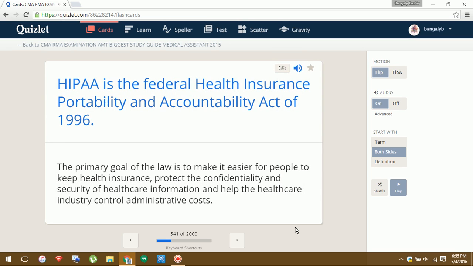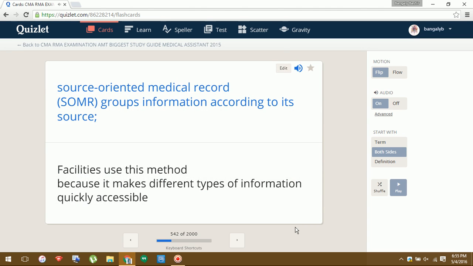HIPAA is the Federal Health Insurance Portability and Accountability Act of 1996. The primary goal of the law is to make it easier for people to keep health insurance, protect the confidentiality and security of healthcare information, and help the healthcare industry control administrative costs. Source-oriented medical record groups information according to its source. Facilities use this method because it makes different types of information quickly accessible.